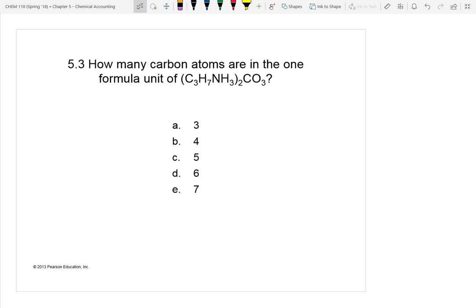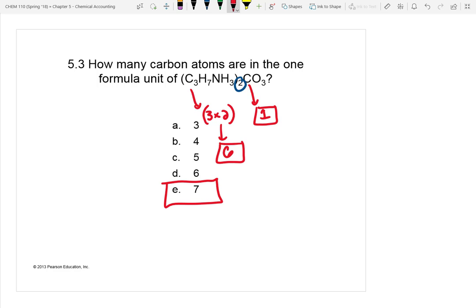Who thinks they got this one? This one's a little quicker. All right, so let's work through this, right? We've got 1 carbon here. And then over here we've got 3 carbons, right? But we have to pay attention to this 2 here. That's basically saying everything in the parentheses is being multiplied by 2. So really this is 3 times 2, which gives you a total of 6. So 6 plus 1 would give you a net of 7 carbons.